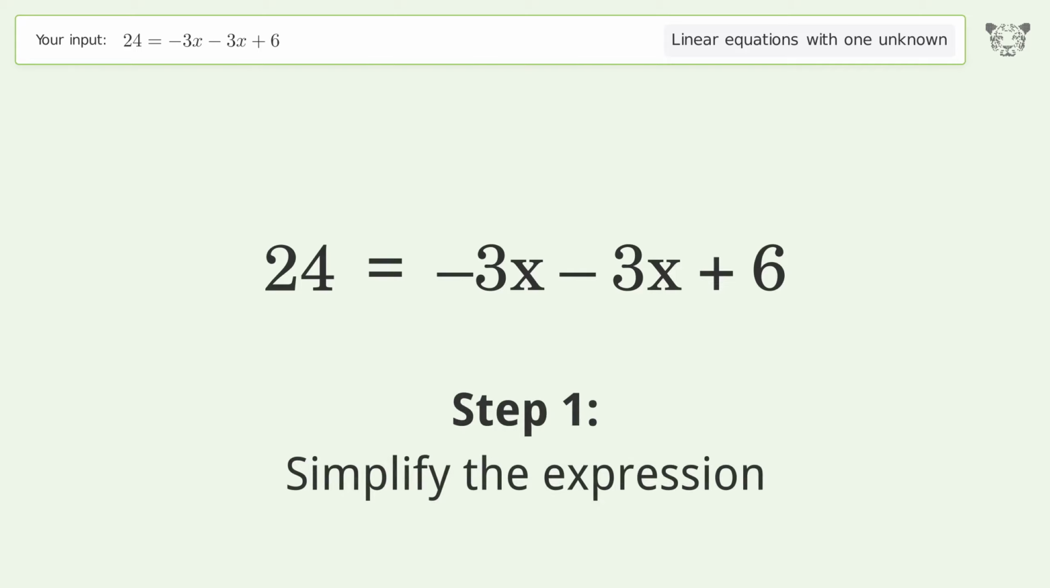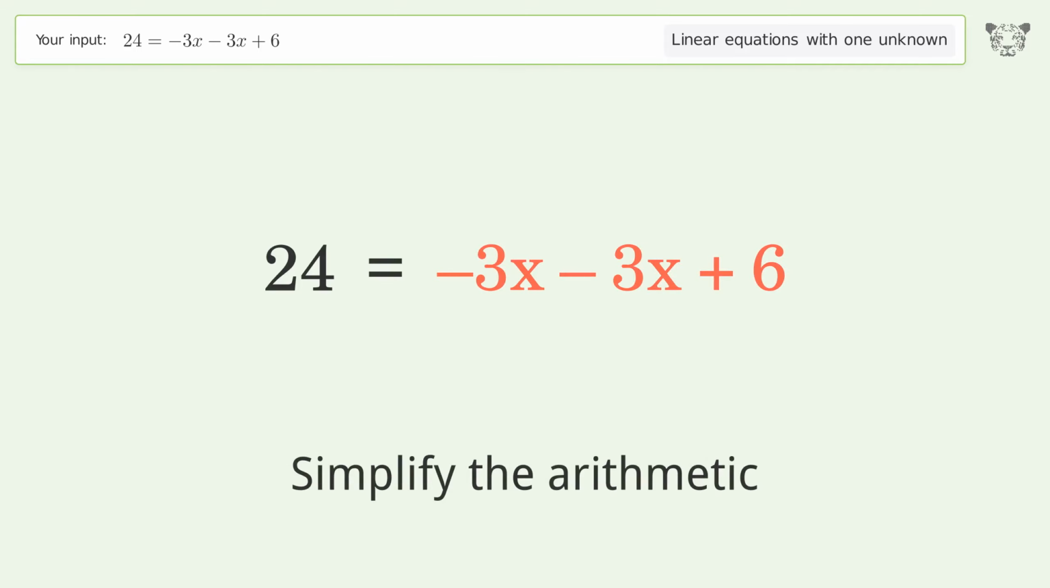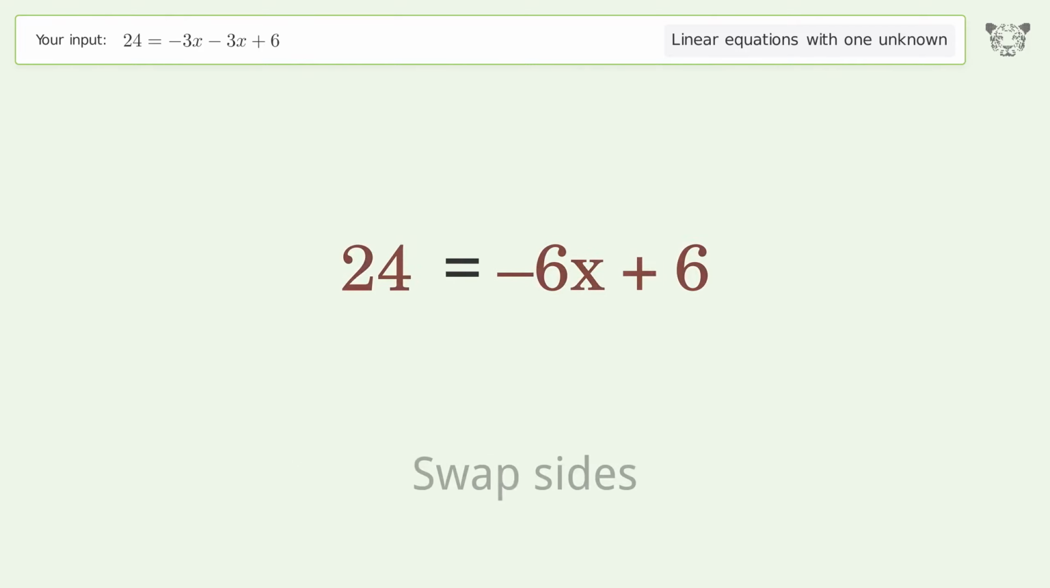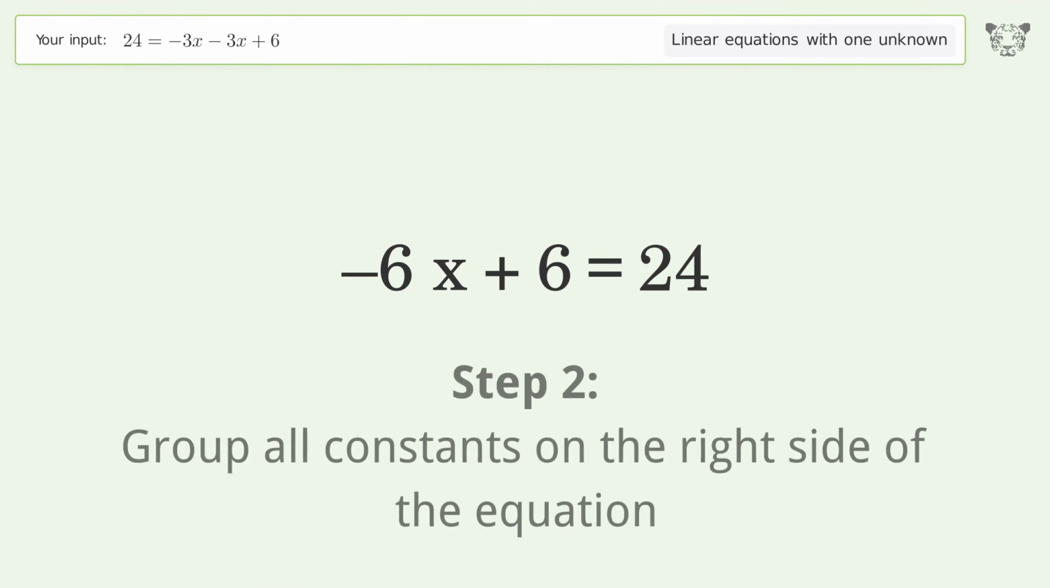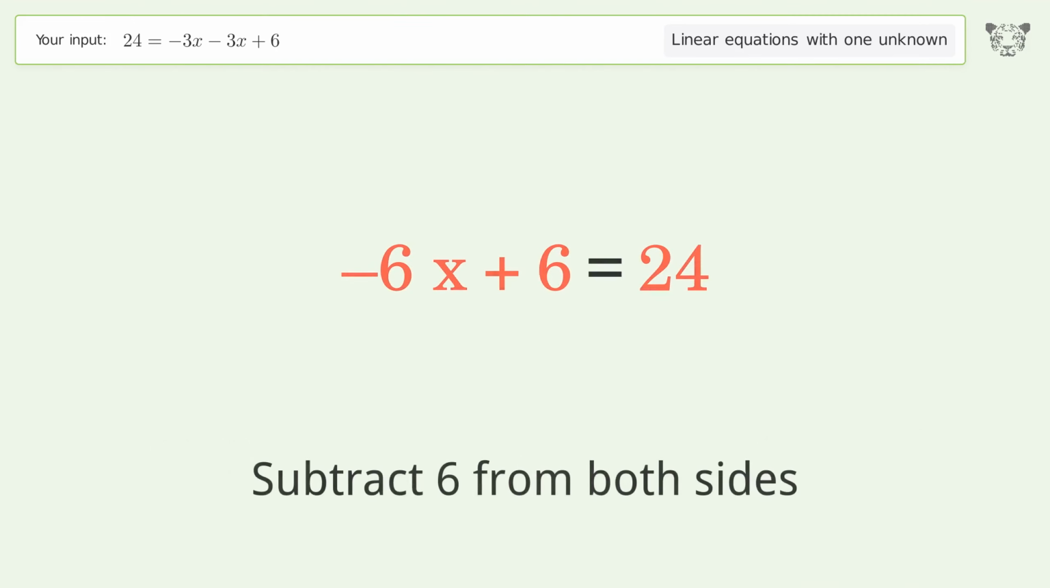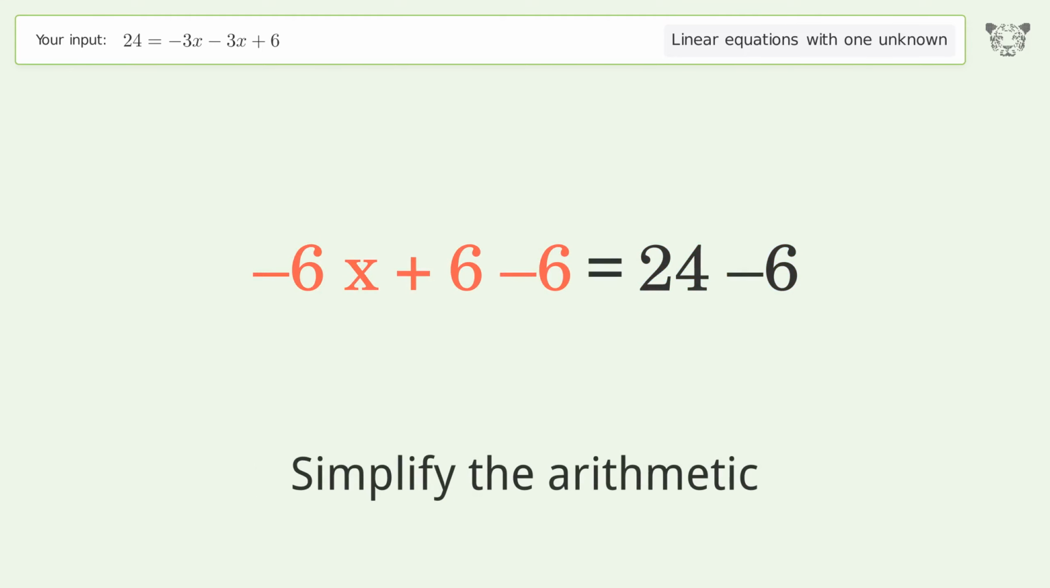Simplify the expression. Simplify the arithmetic. Swap sides. Group all constants on the right side of the equation. Subtract 6 from both sides. Simplify the arithmetic.